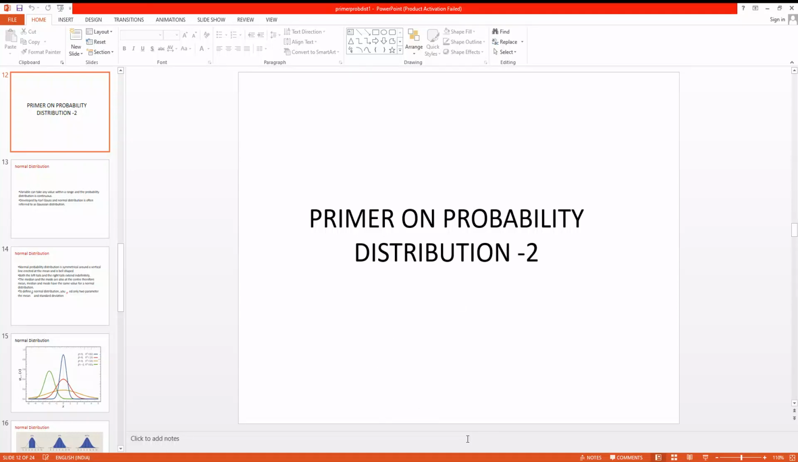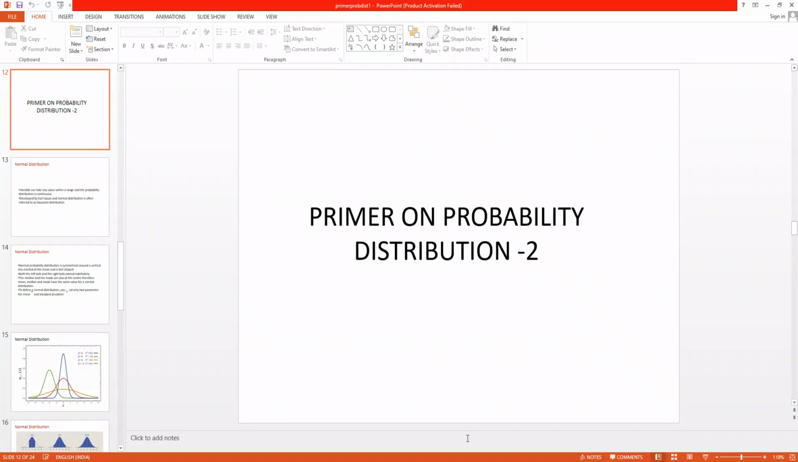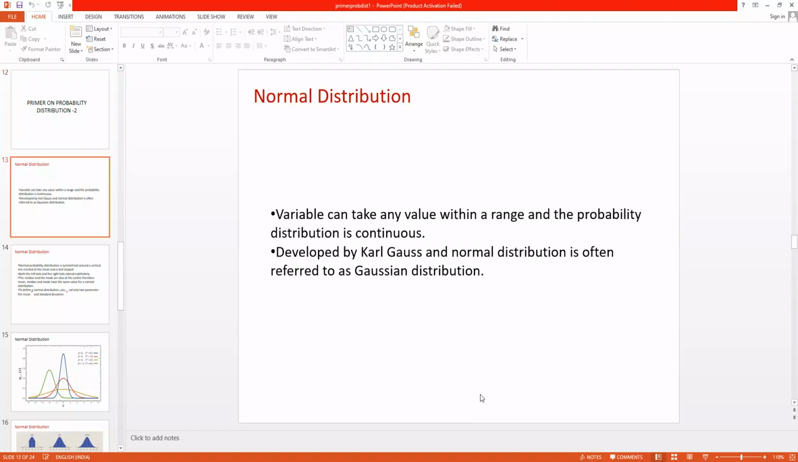Okay, so now we move on to the primer on probability distribution part 2. This is a continuation of what we covered in part 1. Let's start with one of the most important distributions, which is the normal distribution.